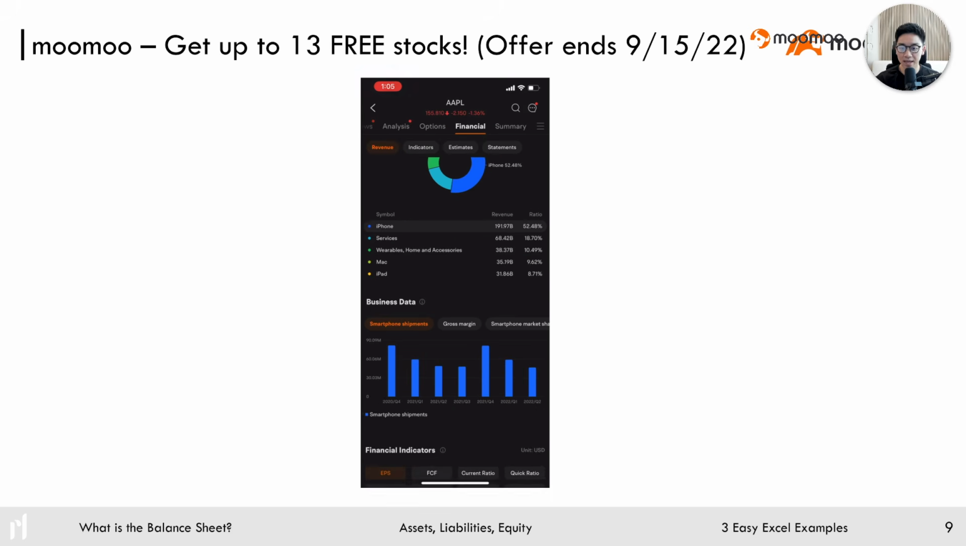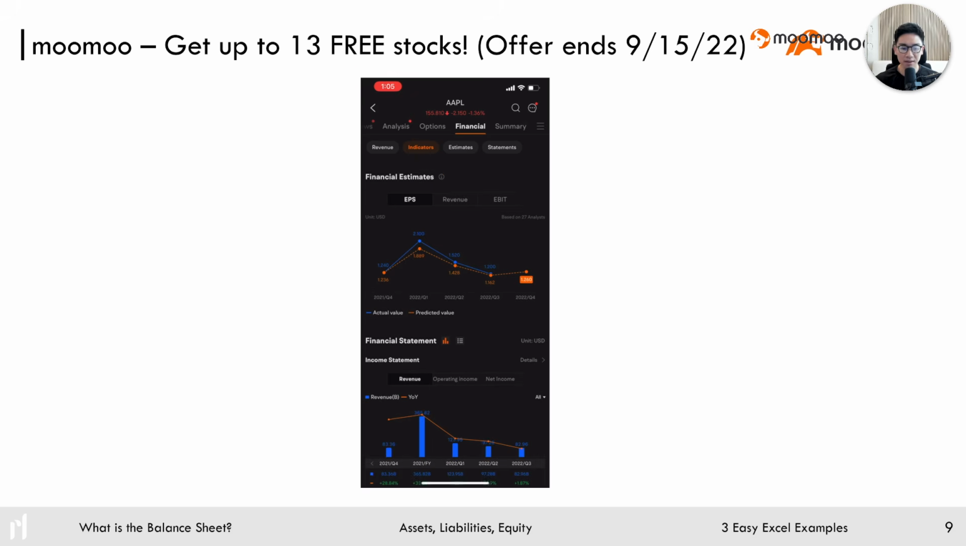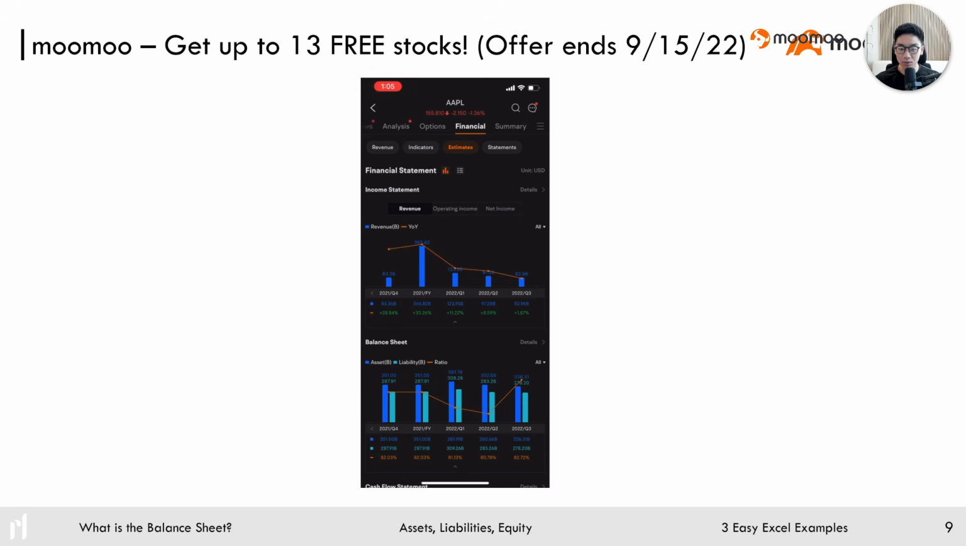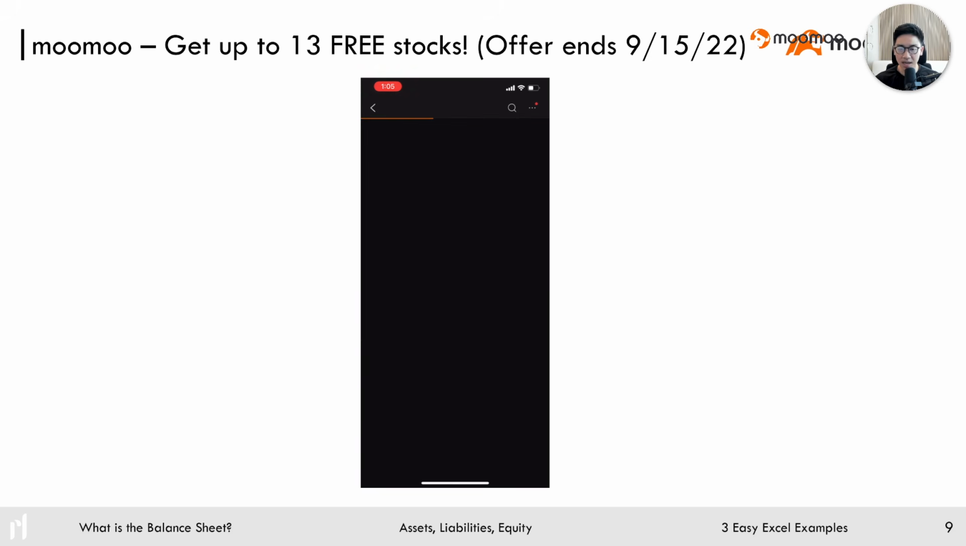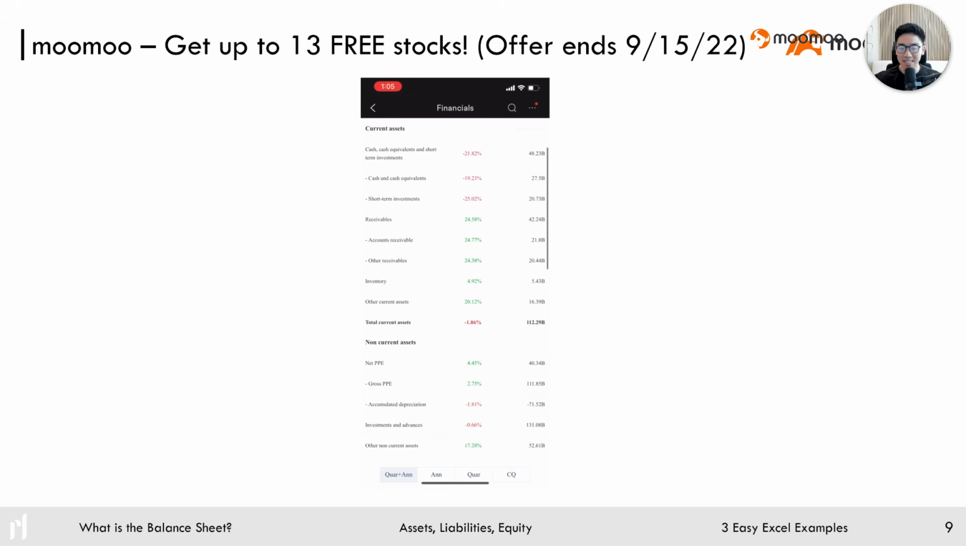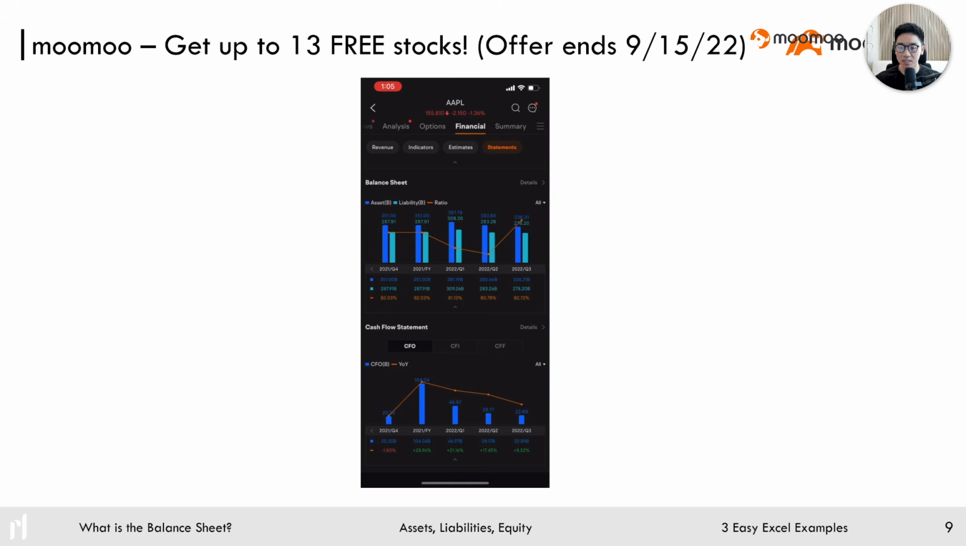So if you go into the financial tab, you can see a bunch of different metrics and financial indicators, even the financial statements, even the balance sheet here, which if we click on it and give it some time to load a little bit, you can actually see the figures from the balance sheet, which I'm not really aware of any other app that goes into this much detail.